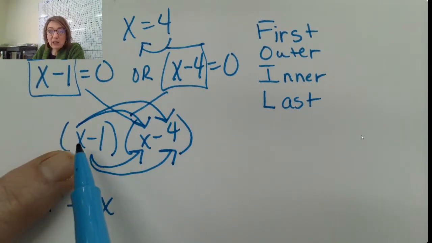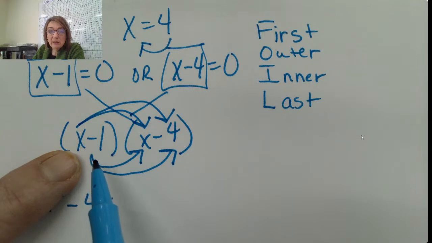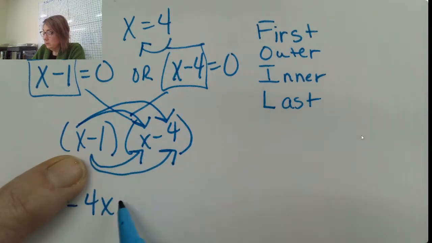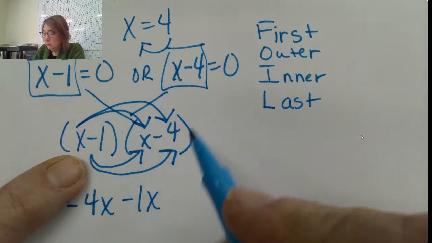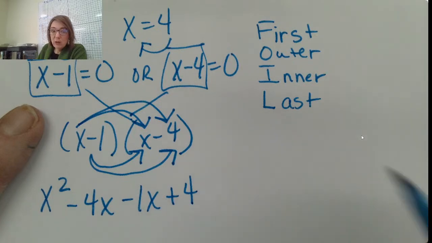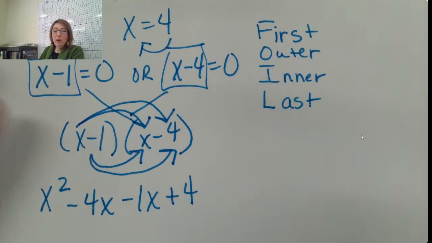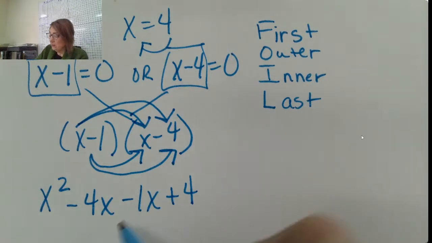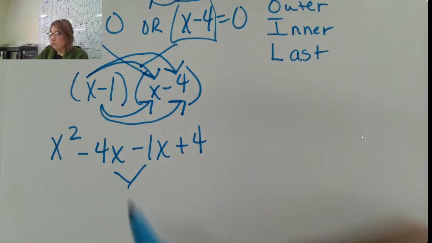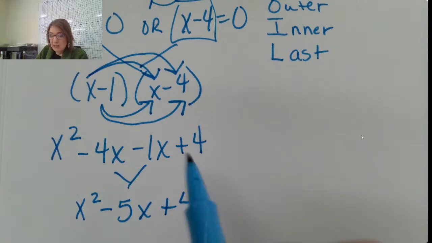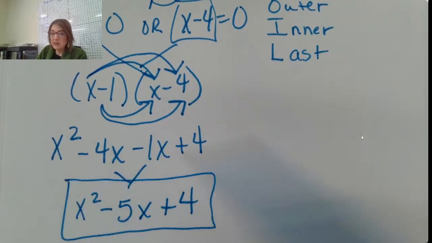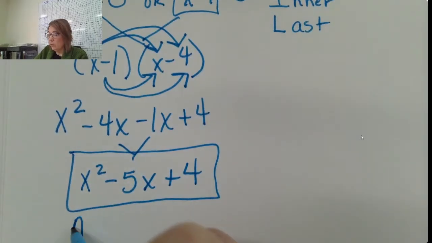So what is negative 1 times x? Negative 1x. And negative 1 times negative 4? Positive 4. So then when we get to this point, we just say, okay, do I have like terms? And guess what? I have like terms. So negative 4x and negative 1x, I can combine them to get negative 5x. And so once you get down to this, that's your standard form. Now, what would a be in this form? What is our a value?